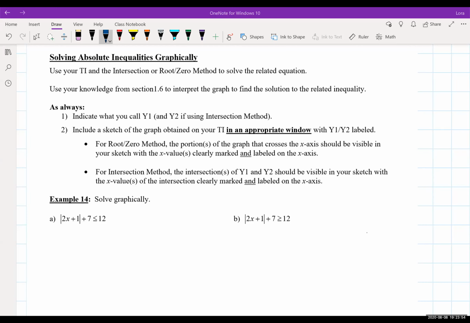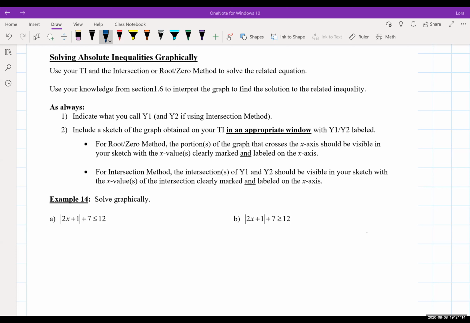Let's take a look at my favorite way to solve these absolute value inequalities, graphically. I love using the TI to do this because there's less chance that you make a minor mistake with all the cases and such. So I prefer to do it this way. See what you feel, and we'll go from there.